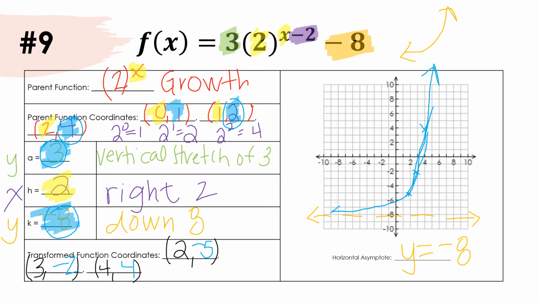Should increase as it goes to the right. It should flatten on the left towards the horizontal asymptote.